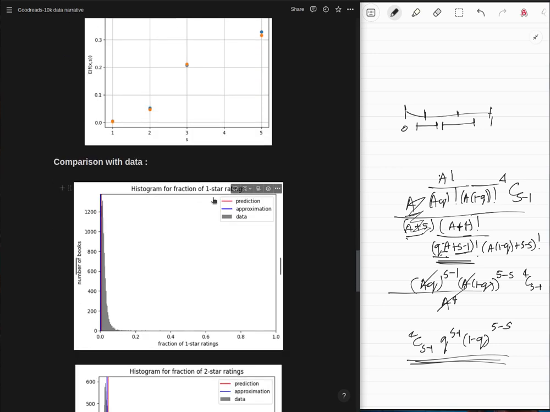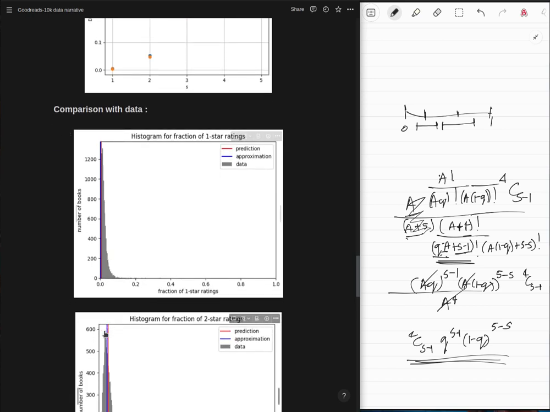So this is the histogram for fraction of 1-star ratings, right? And these vertical lines are at x equal to our values that we calculated. The red line is for the prediction, the actual one without the approximation that we should be doing, and the blue line is for the approximation that we did. These two lines themselves are very close, but they are not close to the mean. So for the case s equal to 1, this doesn't look very nice.